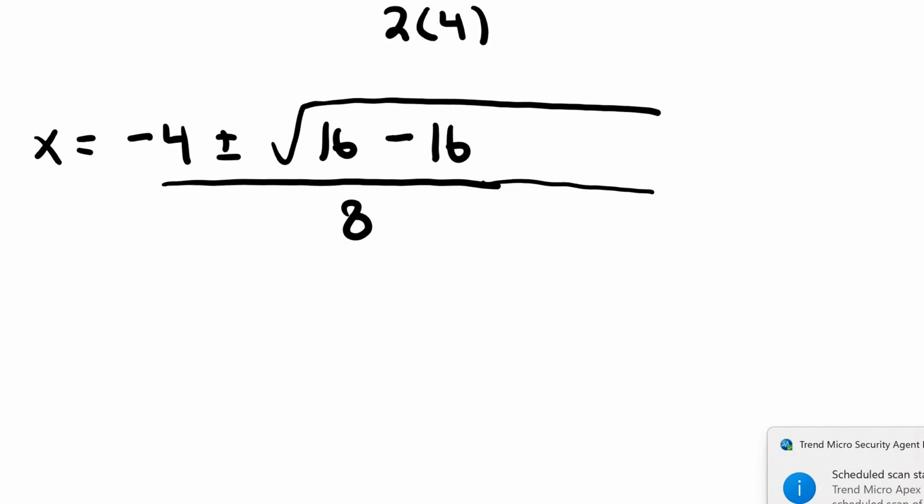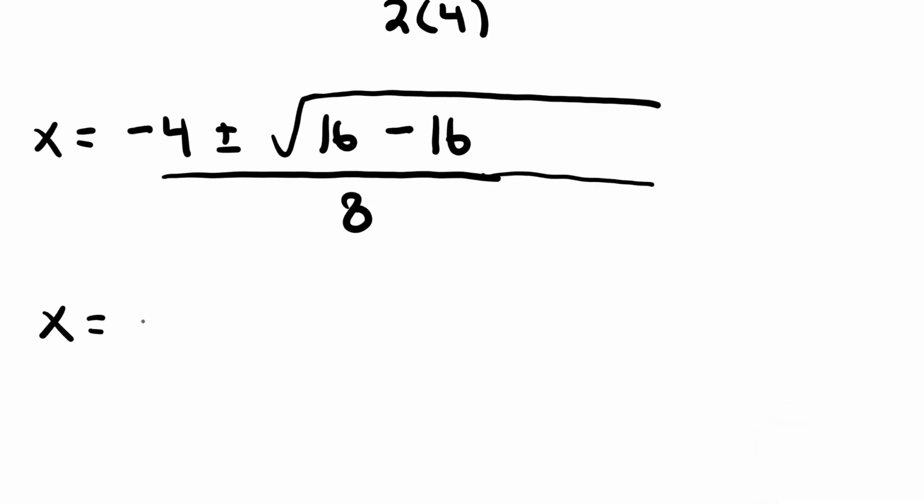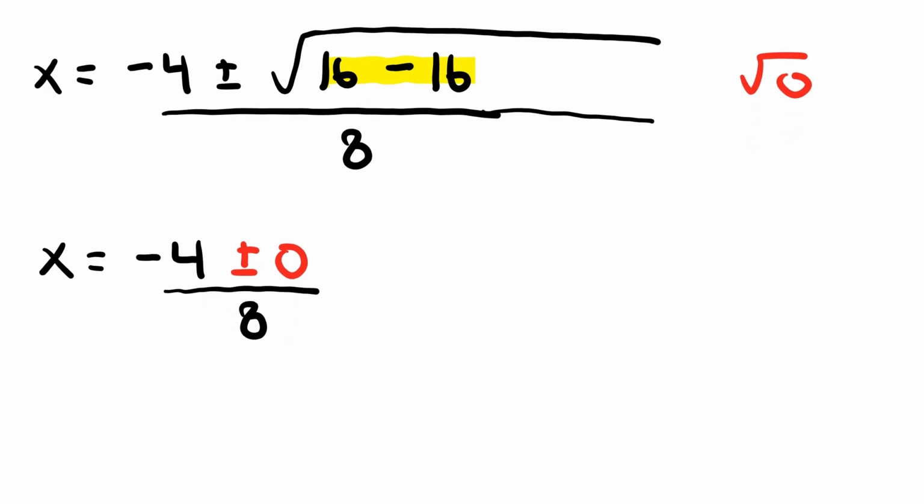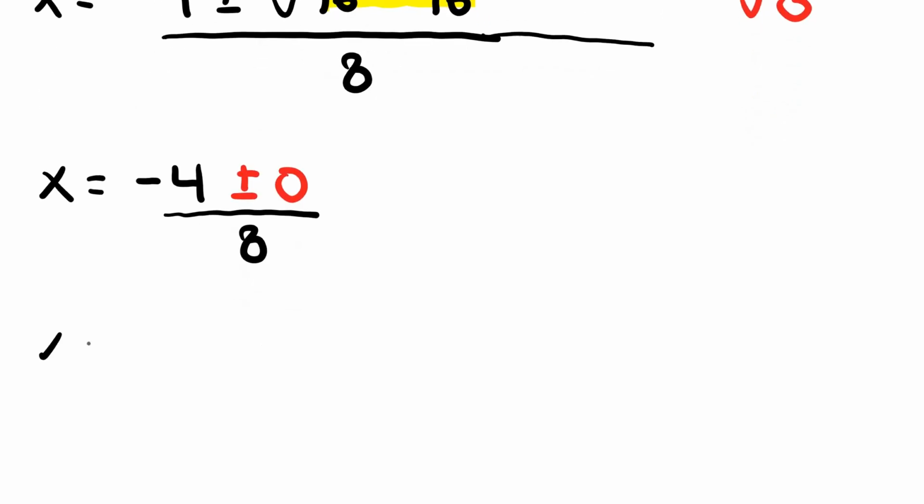Okay, so this is looking nice here because we can definitely calculate it. 16 minus 16 is going to be 0, and the square root of 0 is just 0, so now it's going to be plus or minus 0 divided by 8. And it looks like we're only going to have one answer here, which is -4 divided by 8, which is equal to -1/2. All right, so there's your answer.